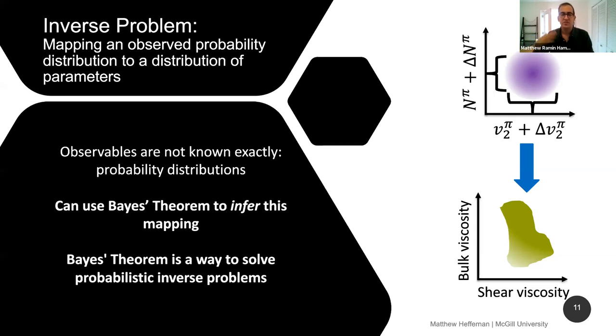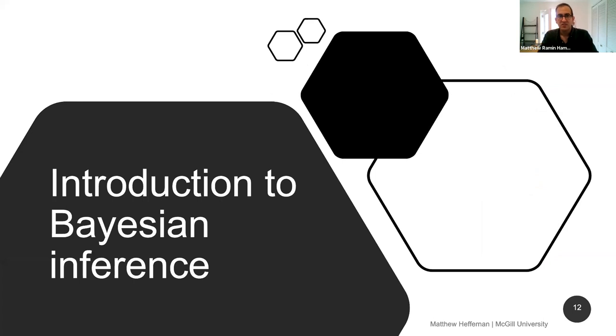It allows you to infer this mapping. And so Bayesian inference is a way to solve these probabilistic inverse problems. And this is what we're interested in. So if you think of it, we have measurements. We'd like to know, say, what the specific values of shear viscosity are. Then we're trying to perform this inverse problem. So, now that we know what Bayesian inference is, I'm going to give you a short introduction to it, where I'm going to define some of the things I just started to talk about.